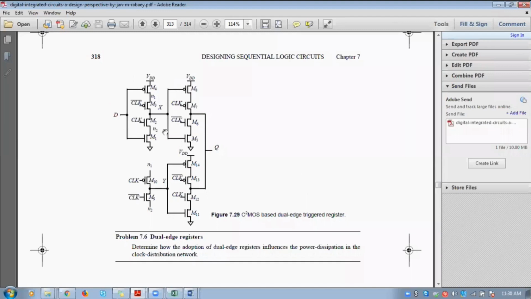In parallel to this design, we are going to connect another C squared MOS. Whatever logic we are applying here, for example, if it is a positive edge triggered C squared MOS, this one is going to be negative edge triggered. Or if it is a negative edge triggered C squared MOS, this one is going to be positive edge triggered. According to the structure defined here, the NMOS of the slave mode is connected with clock bar, right? So it is a negative edge triggered C squared MOS. Here the NMOS of the slave is connected with clock, so it is a positive edge triggered register.